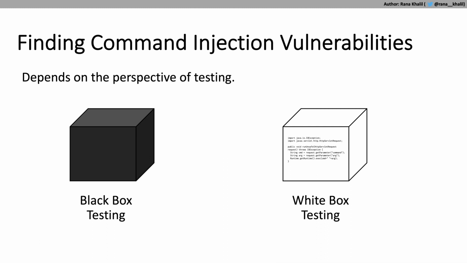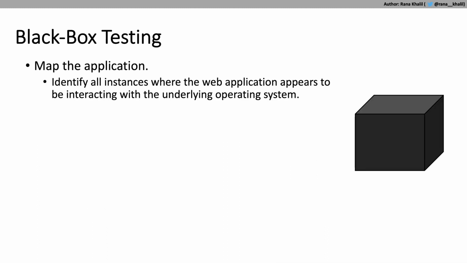Now, white box is a category on its own because you're actually given access to the source code of the application. And so the way to test it is completely different from the way you would test an application from a black box perspective. Okay, let's start off by talking about how to test applications from a black box perspective.